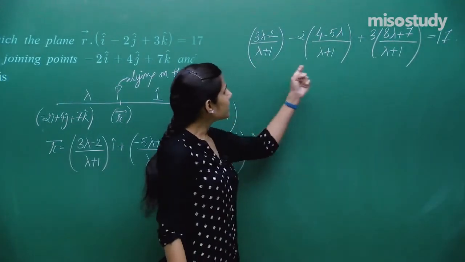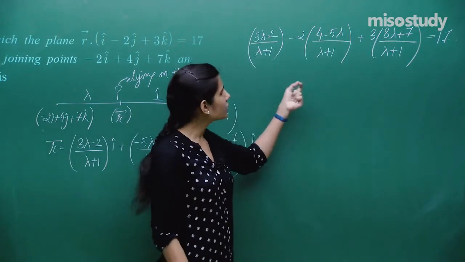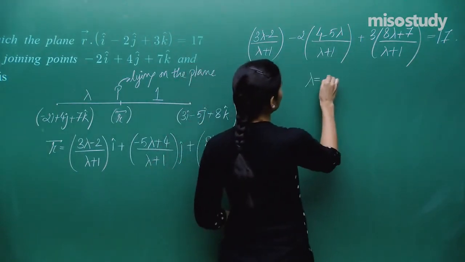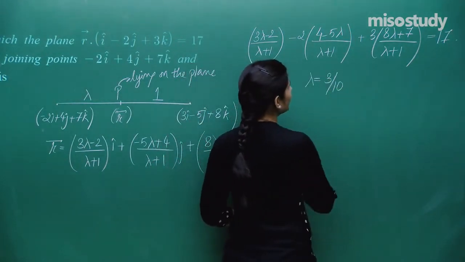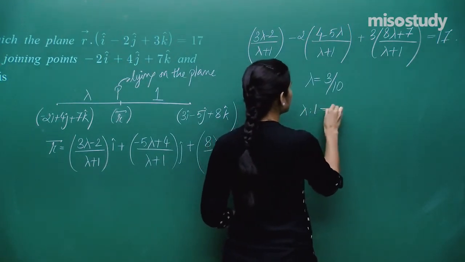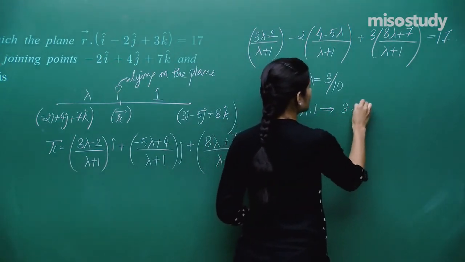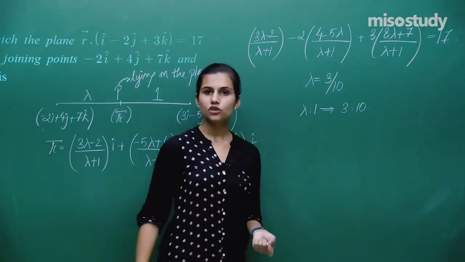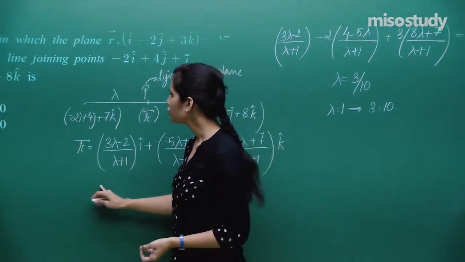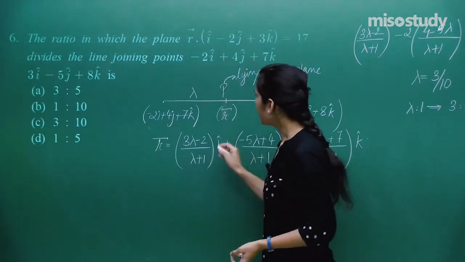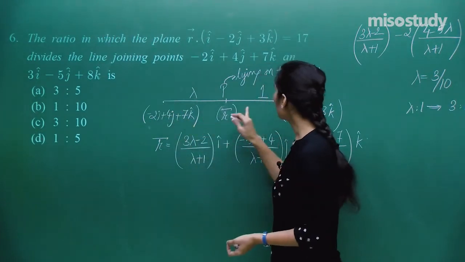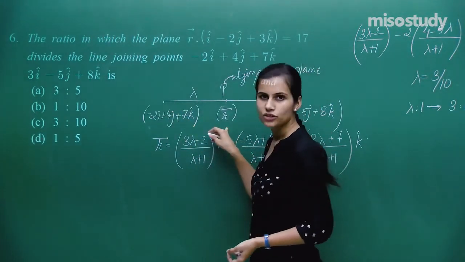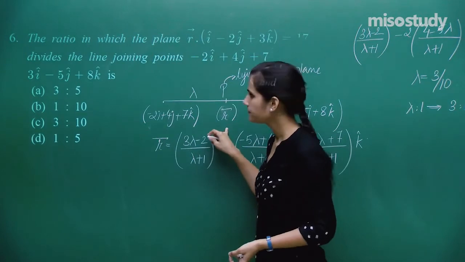Now you can see this entire equation is in terms of lambda. When you compute the value of lambda, you get lambda equals 3 by 10. Lambda is to 1 becomes 3 is to 10. The ratio is basically lambda is to 1, and the ratio in which the plane is dividing the line segment joining these 2 points is actually 3 is to 10.